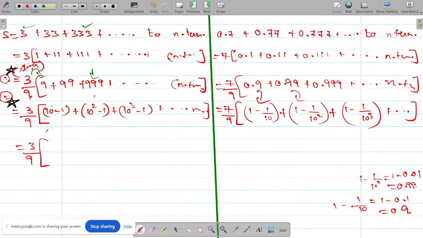I'll group all the 10s together. Check, am I writing right? I'm grouping only the 10s. 10 plus 10 square plus 10 power 3, for n terms. And what is left out? Minus 1, minus 1, minus 1. How many times will you have minus 1? N number of times. So shall I write this as minus n?